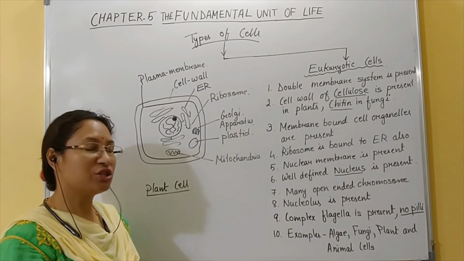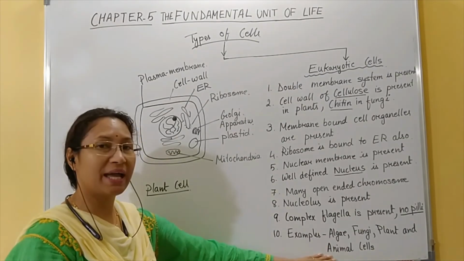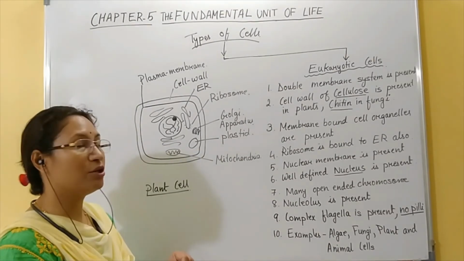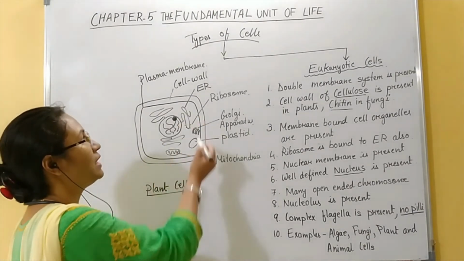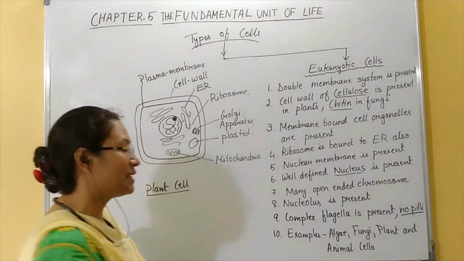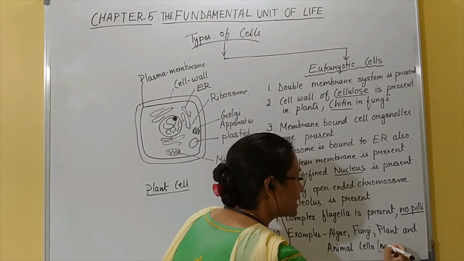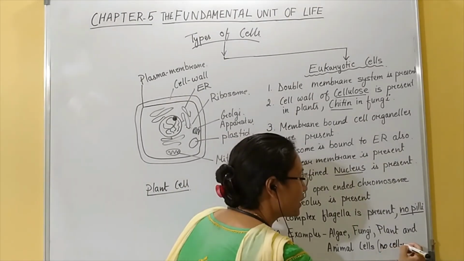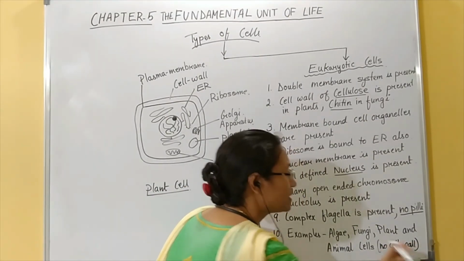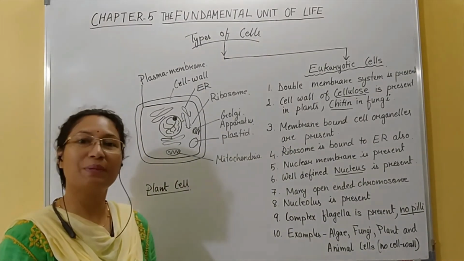So I must mention here that the animal cell will not have any cell wall around it. So the animal cell has no cell wall. This is the difference. And also they will not perform photosynthesis, so they will not have plastid.